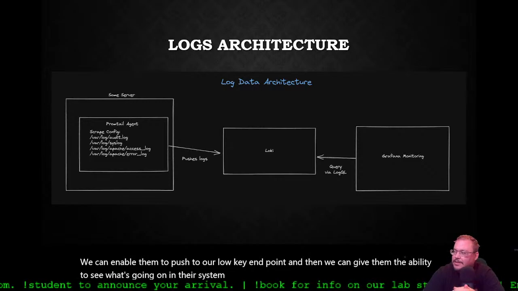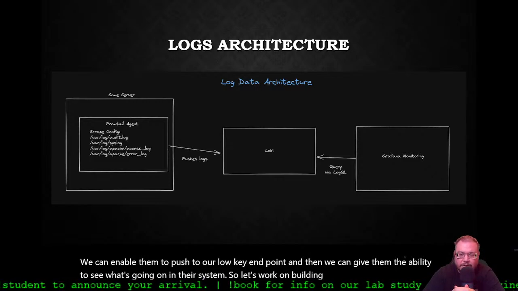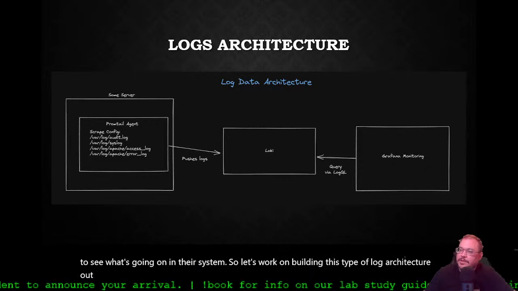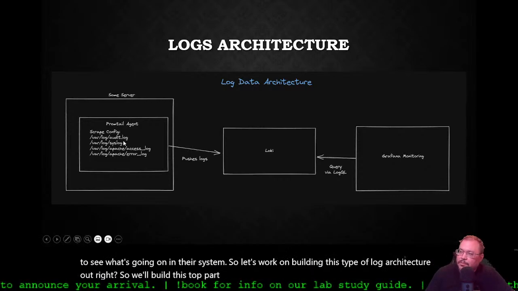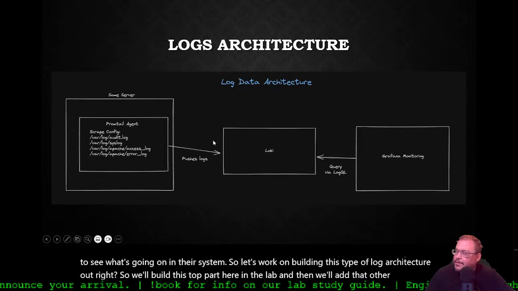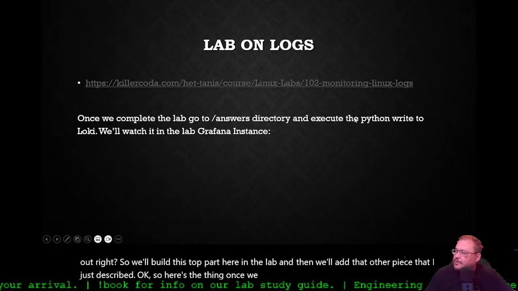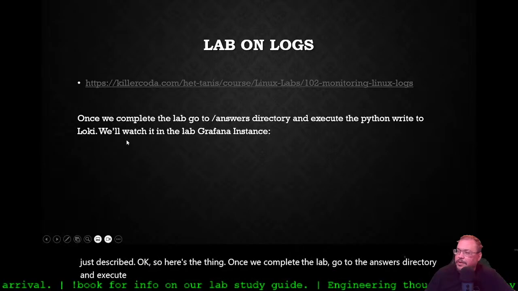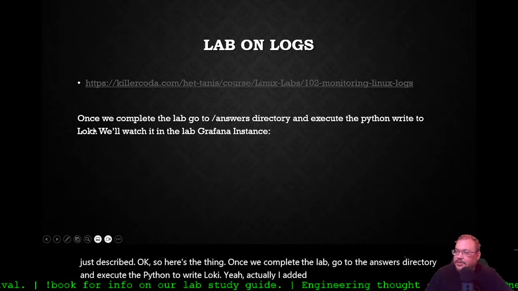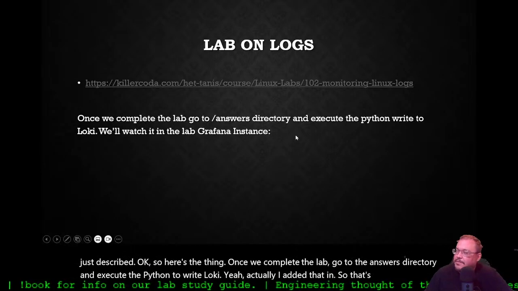So let's work on building this type of log architecture out, right? We'll build this top part here in the lab, and then we'll add that other piece that I just described, okay? So here's the thing. Once we complete the lab, go to the answers directory and execute the Python to write to Loki. Yeah, actually, I added that in, so that's actually in the system now.